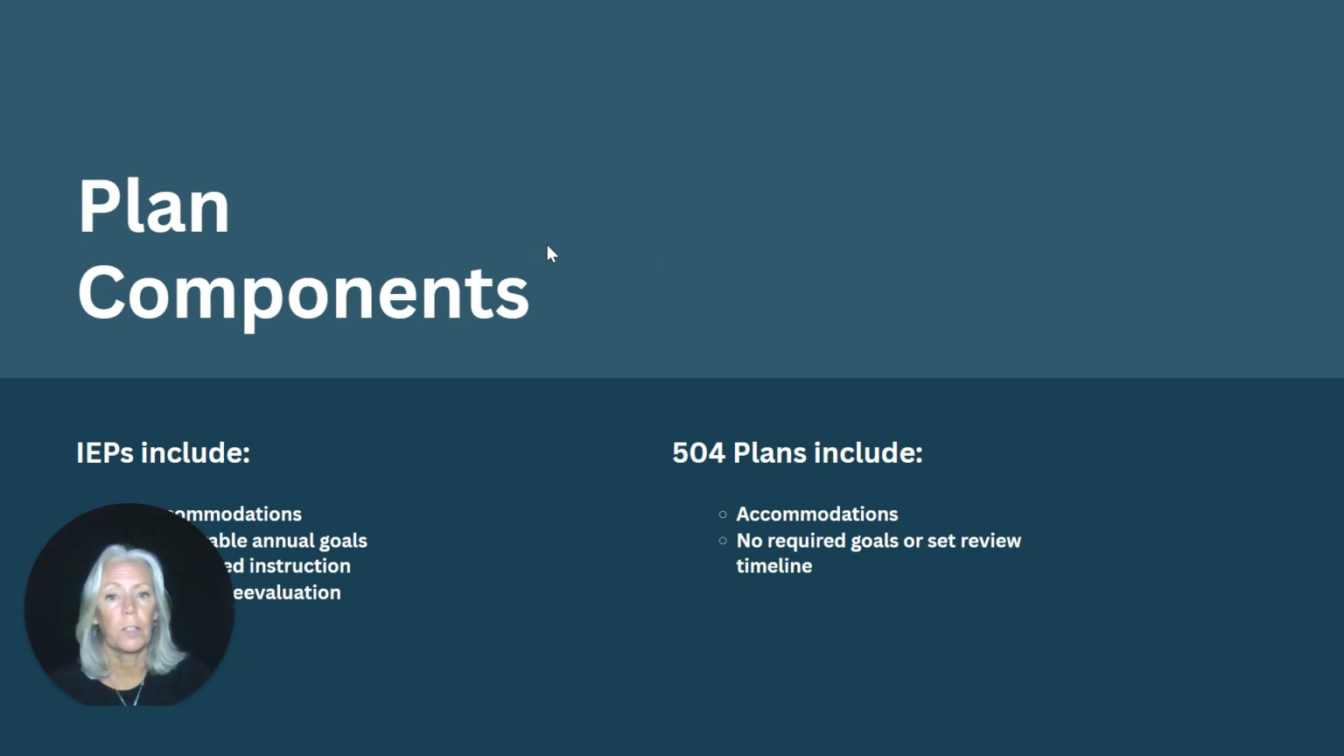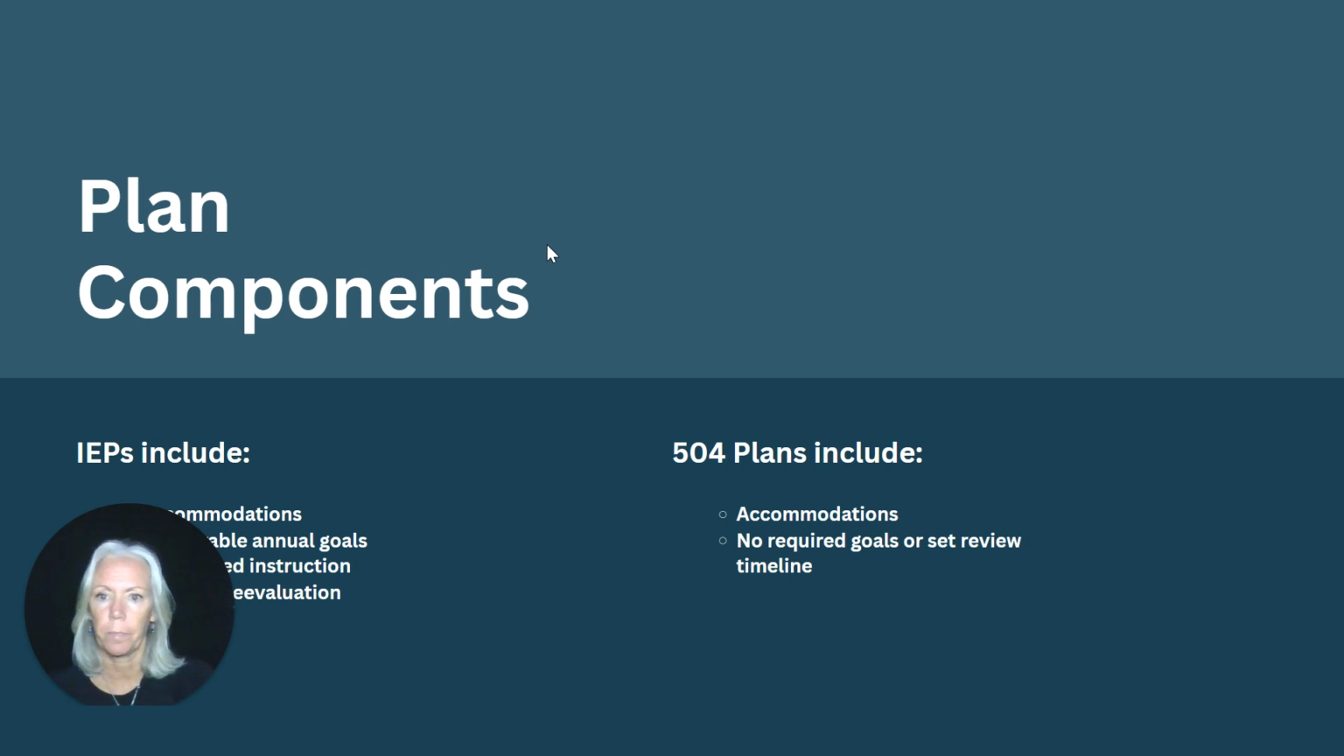Additionally, the IEP is reviewed at least once a year. During that meeting, the team reviews past goals and sets new ones. So a 504 plan, by contrast, is also a written plan, but not all school districts write them down since it's not a legal requirement. Most districts do, but they don't have to. A 504 plan typically includes accommodations, but no annual goals. There's no legal requirement to review it on a specific timeline.